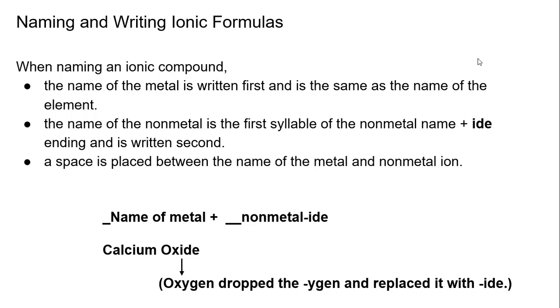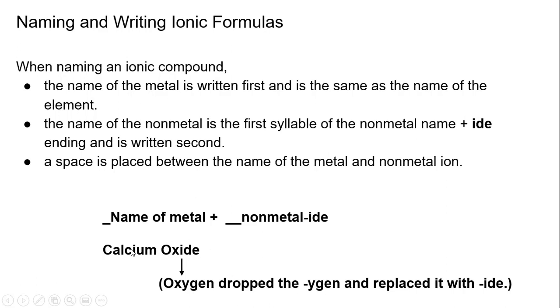So in this case, oxygen would be oxide. A space is placed between the name of the metal and the nonmetal. So here I put a plus sign, but it's really not there when you write it out. So we have calcium. Calcium does not change even though it's an ion. And then oxide is the result from oxygen, and we drop the "ygen" and add "ide." The name is calcium oxide.